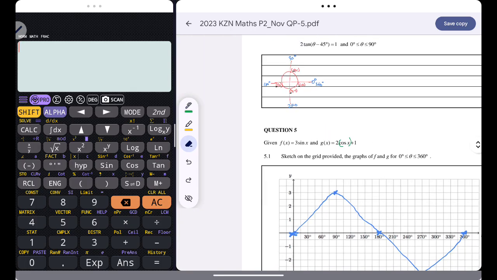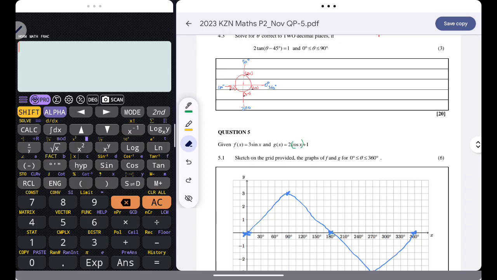So when we're at 0 degrees, what is the value of x? The value of x is 1, right? So 1 multiplied by 2 is simply 2, and then 2 plus 1 will get 3. So our starting point will be at y equal to 3. And then when we are at 90 degrees, the value of x is 0. 0 times 2 is 0, and then 0 plus 1 is 1.